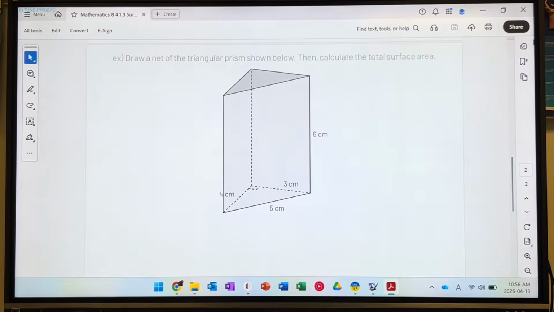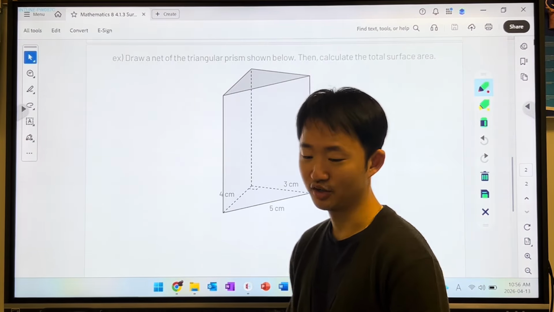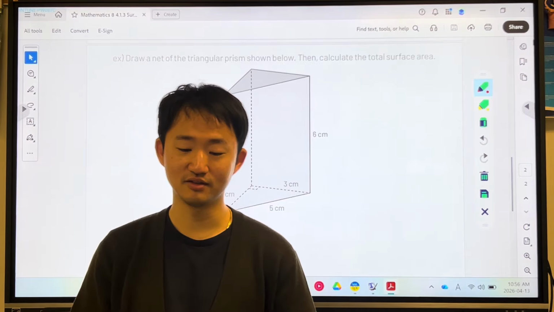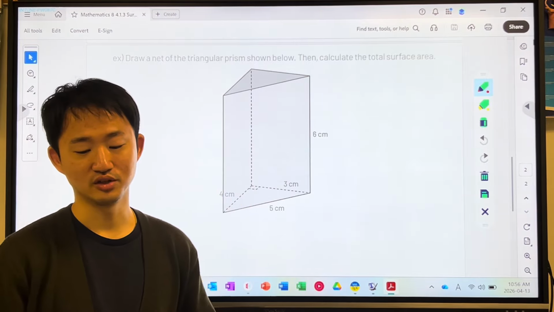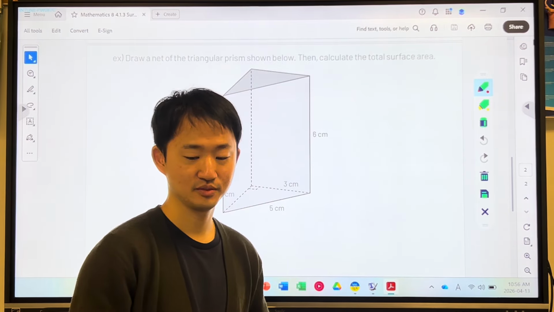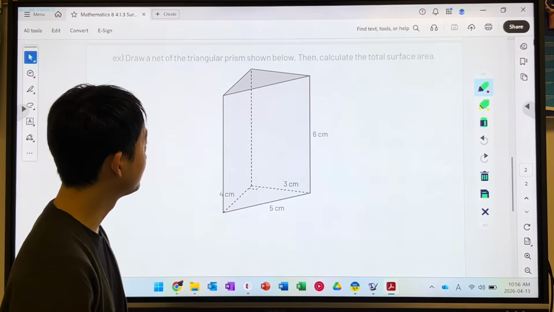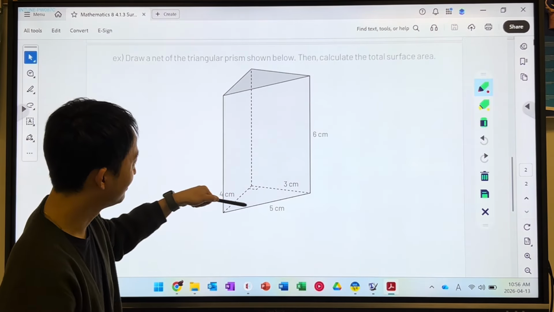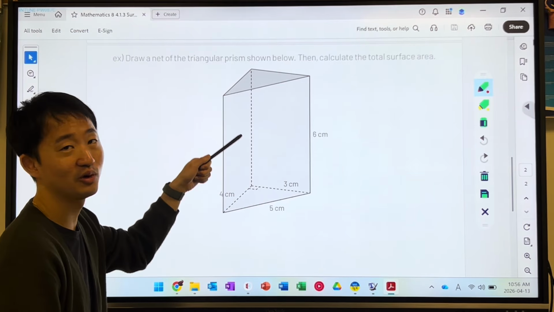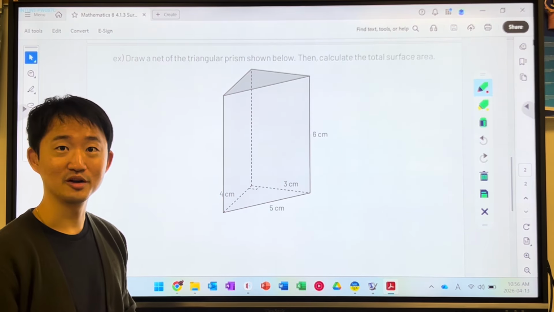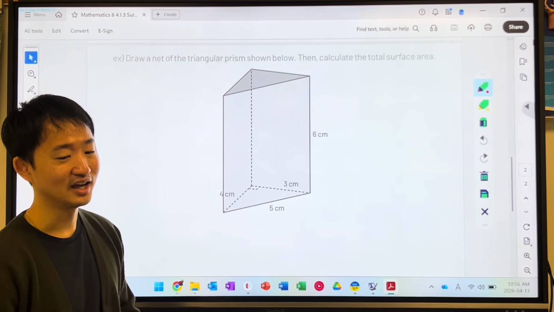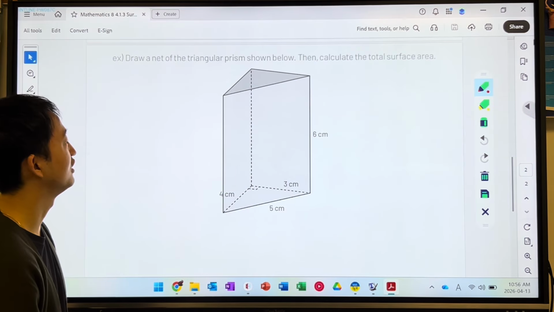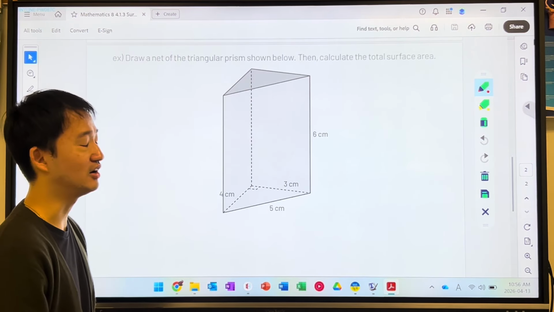Let's try the next question. The triangular prism. So we want to draw the net of a triangular prism, and we want to calculate the total surface area. Well, let's do a similar thing. We're going to start by identifying that seems to be the top and the bottom. And then we're going to draw the top and bottom of the net, and then we're going to draw the other sides, and then we're going to find the area together.